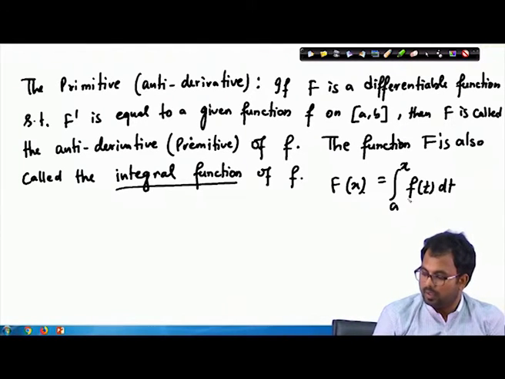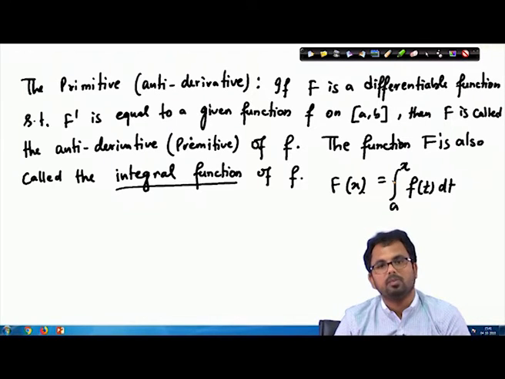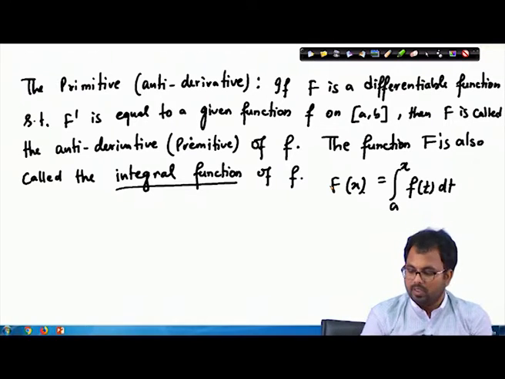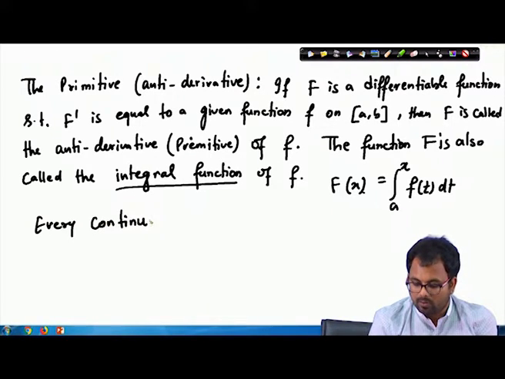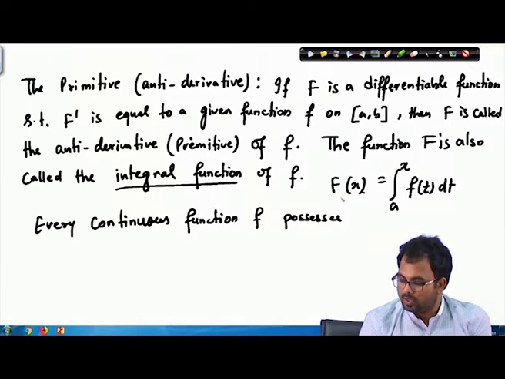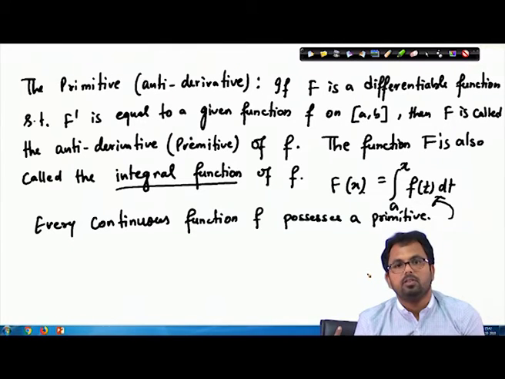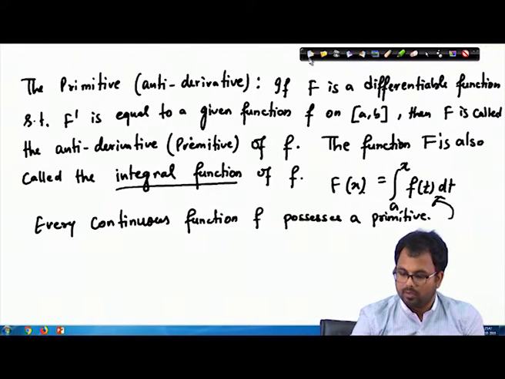And you see that in order to write this expression we need to have some special conditions on this function small f and capital F. We cannot just simply write every function capital F in this integral form. So the very first criterion in this regard is: every continuous function f possesses a primitive. That means if f is a continuous function, then it can be written in this integral form. So the very first criterion we need for the function small f is that it needs to be continuous, and then you will be able to write the capital F in the integral form of this small f. Now we can put this in a small theorem.